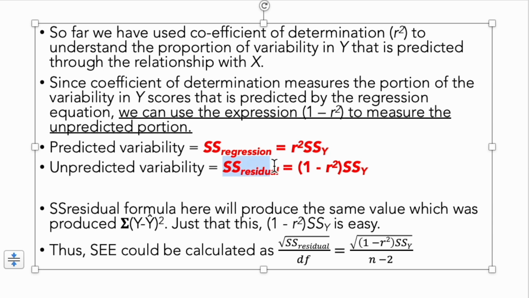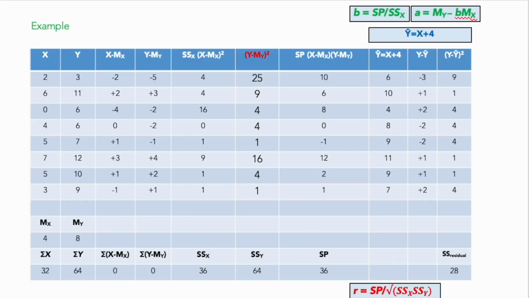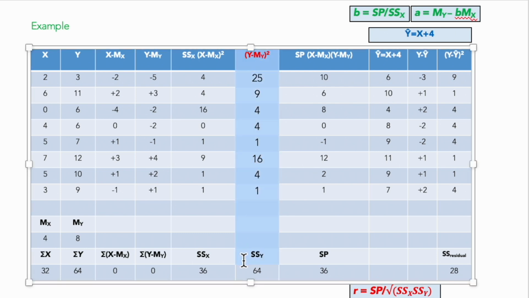SS residual, that is something you can calculate through 1 minus r squared times sum of squares y. So you have to then calculate sum of squares for y as well. I have given the calculation here, and you have to calculate the Pearson correlation as well.